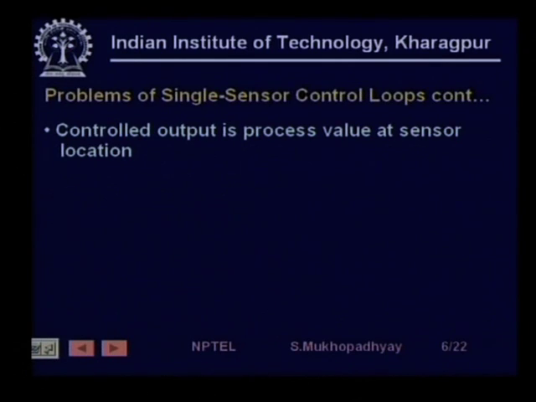Secondly, this is a problem which we will address, we will see how it can be addressed by using cascade control, and very commonly addressed. Now, there are some other situations in control. For example, in some cases we have to control a variable which exists over a distributed, spatially distributed region.